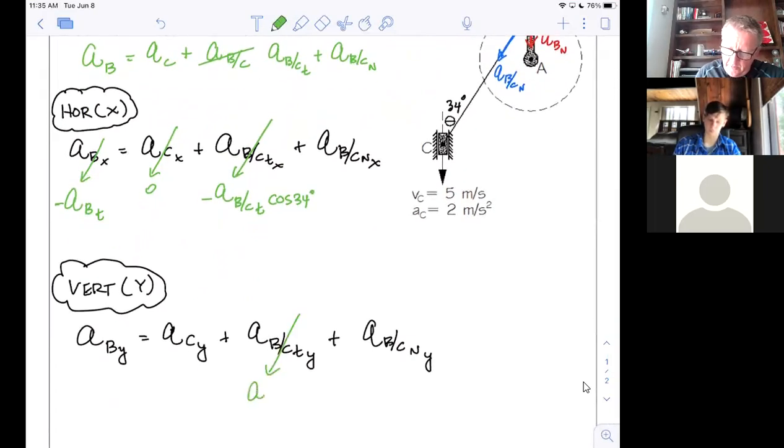I could say, well, this is also just the acceleration of B with respect to C tangential, except it'd be modified by the sine of 34. Do you see how that just got rid of one of the variables? Instead of a TX and a TY, now I just have BCT, BCT. That just combined them. I'm using one variable now. So I'm making inroads in my 2 equations, 8 unknowns problem.